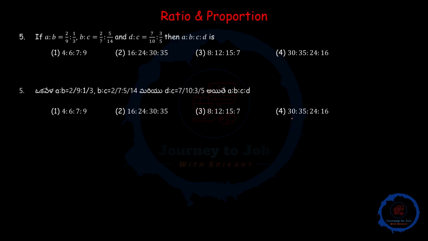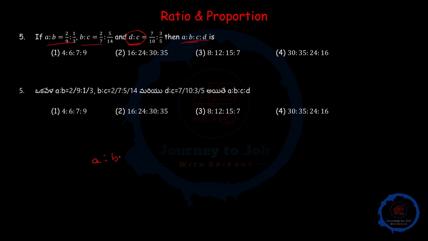Okay, next. See, a is to b is this ratio, b is to c ratio given, d is to c given, not c is to d. Just observe, a is to b is to c is to d is asked. So this is a four-term ratio. This is an important question.